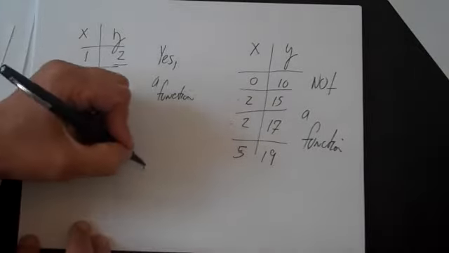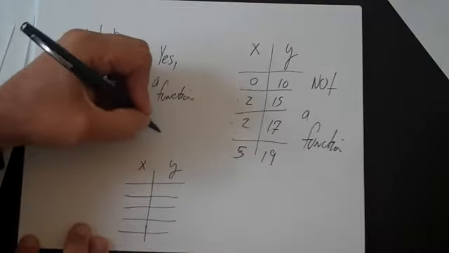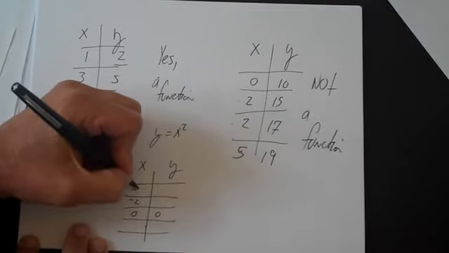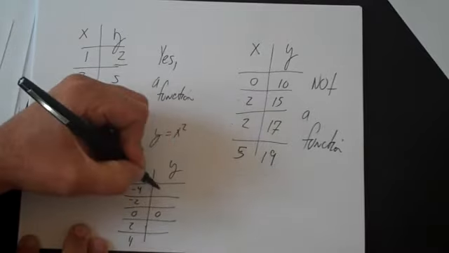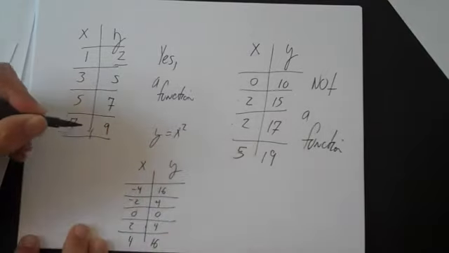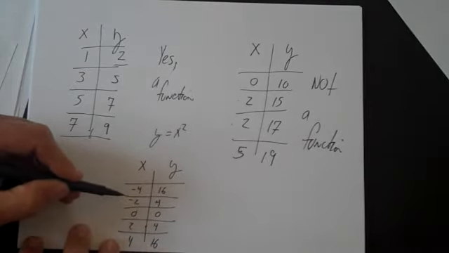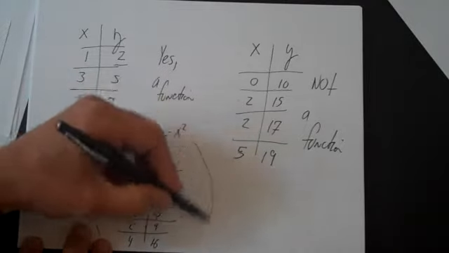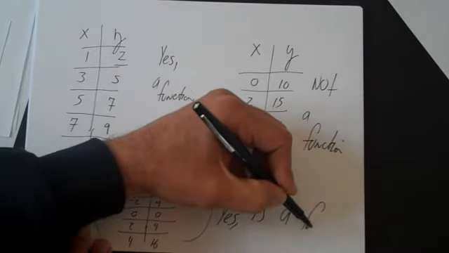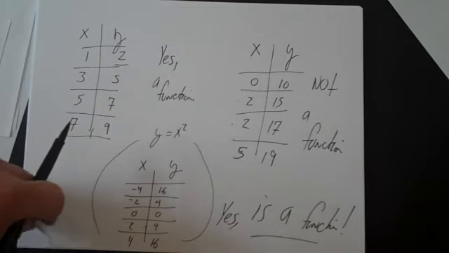And the third possibility, you see when you graph y equals x squared: minus 4 is 16, minus 2 is 4, 2 is 4, and 4 is 16. Even though minus 4 and 4 both have the same y value, for every x there is exactly one y value. So for this function, this relation right here, yes, this is a function. And that's how you determine if something's a function or not.